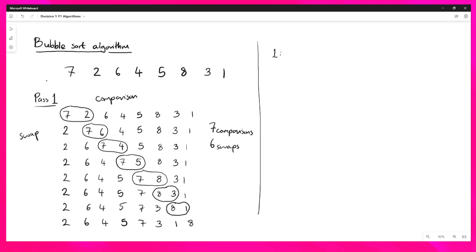Now, the good thing here is now we know that this number 8 is fixed. This is in the right place. So when we do our subsequent passes, we don't need to look at 8. We know it's in the right place already, so we stop there.